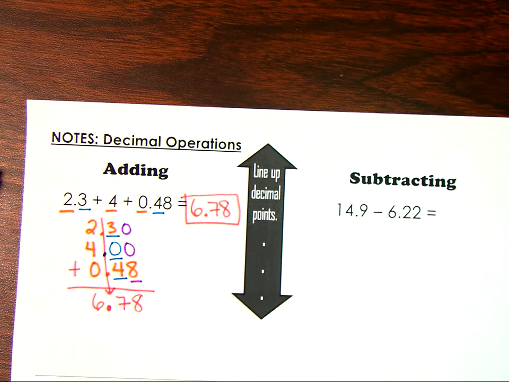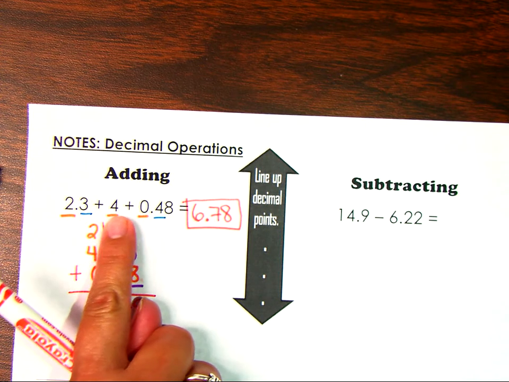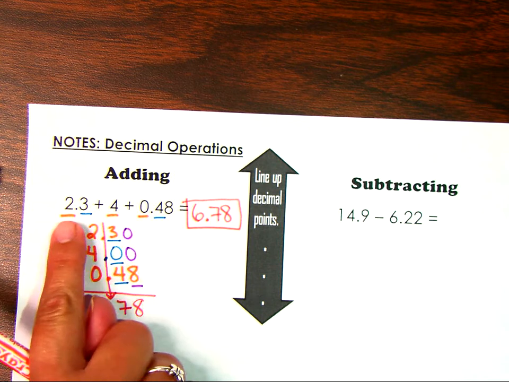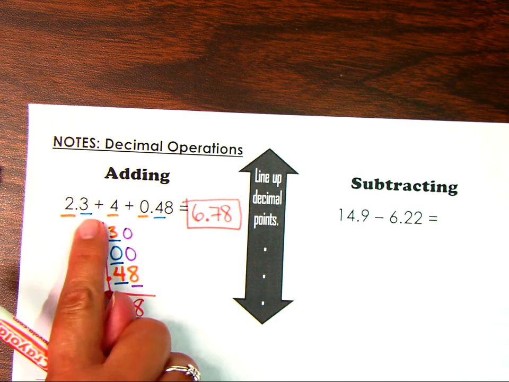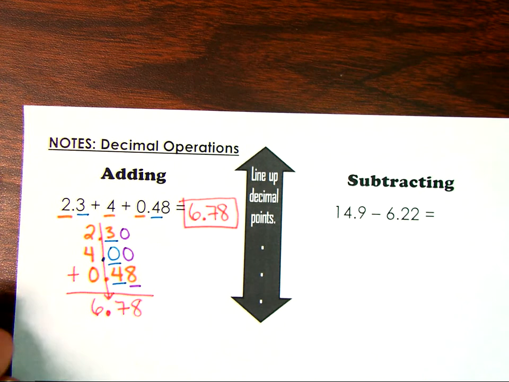If you use estimation, that actually makes sense as well. 2 3/10 is about 2. 4 is already a whole number of 4. 48/100 is a little less than half. So 2 plus 4 is 6, and then plus that little extra is why it's closer to 7. So let's look at the next problem.